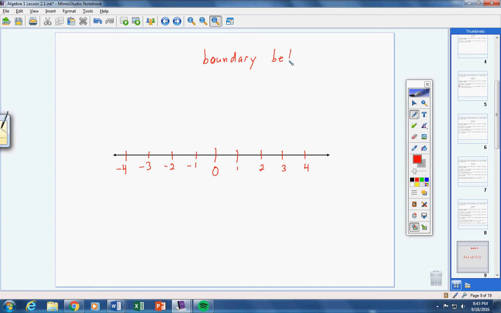Now, 0, if you want to make note of this, 0 is the boundary between your positive and your negative numbers, okay? 0 is the boundary. So in other words, 0 is not positive. It is not negative. It is neither. It's the boundary between your positive and negative numbers. Obviously, to the right, we have our positive numbers, and to the left of 0, we have our negative numbers, okay?